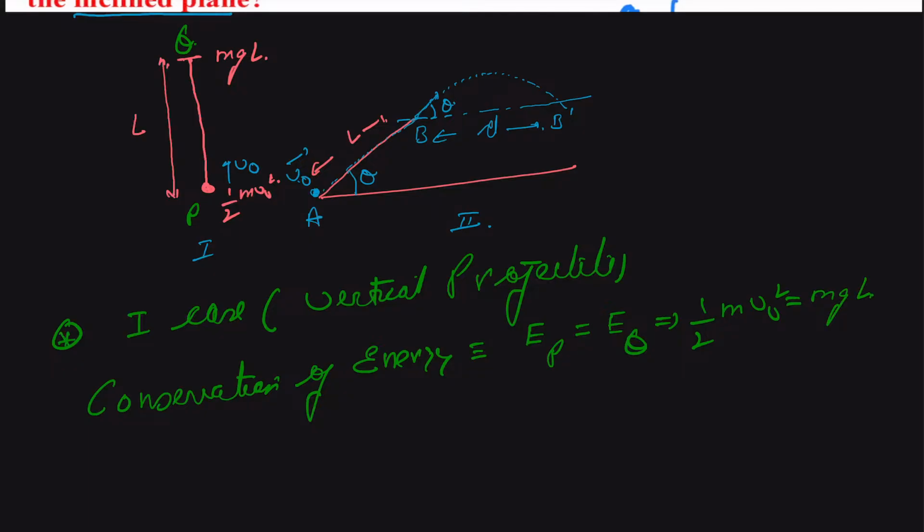And we can easily cancel out our mass. Therefore we get that our v naught square is equal to 2gL. So this is the velocity at P, and the same velocity will be in case second at point A.